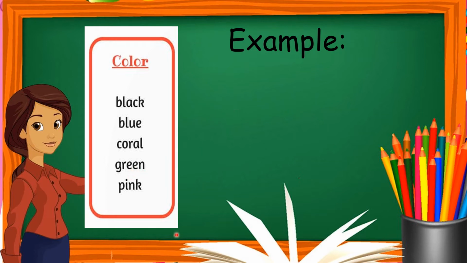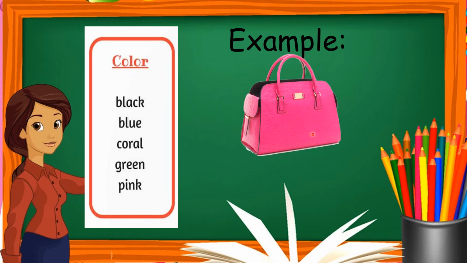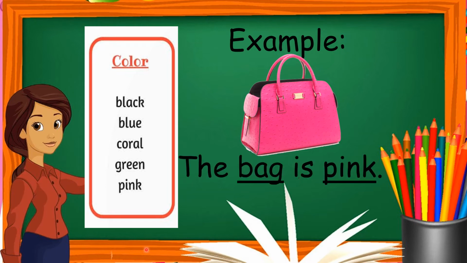Example number 1 for the color. Okay, another bag here. Is it red? No. What's the color of the bag? The bag is pink, everybody. Yes, the bag is pink. There are two words underlined here. The word bag is a noun, and the word pink is the adjective that describes the color. What kind of bag? Pink bag. I have a pink bag, or the bag is pink. That describes the color, right?